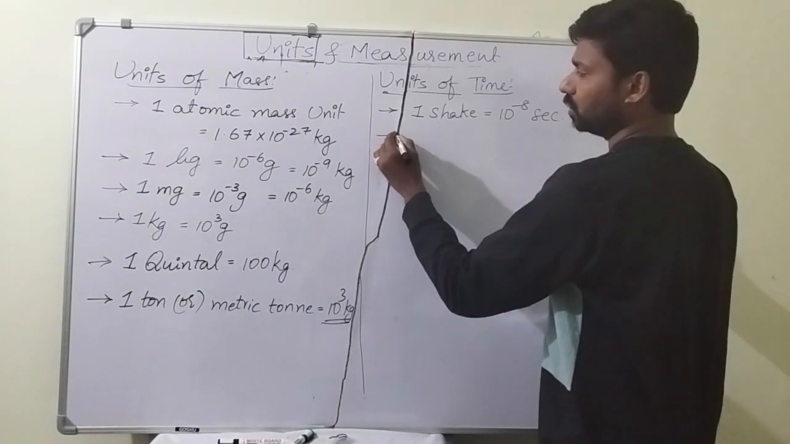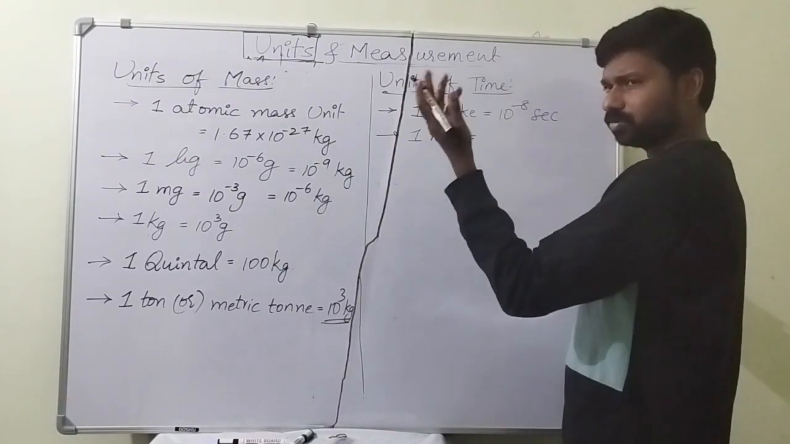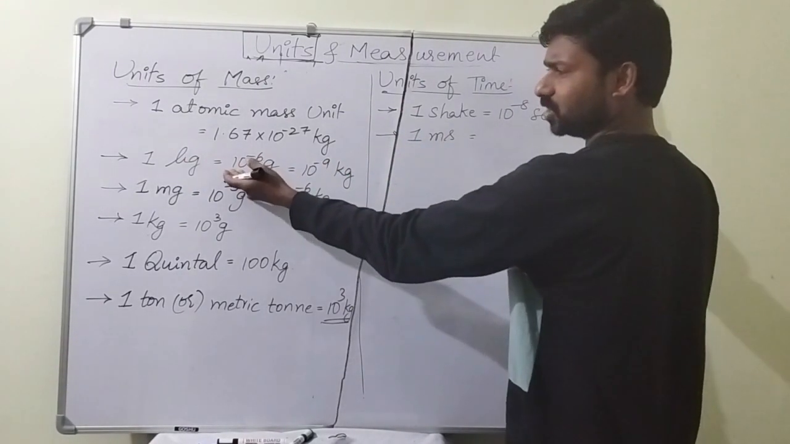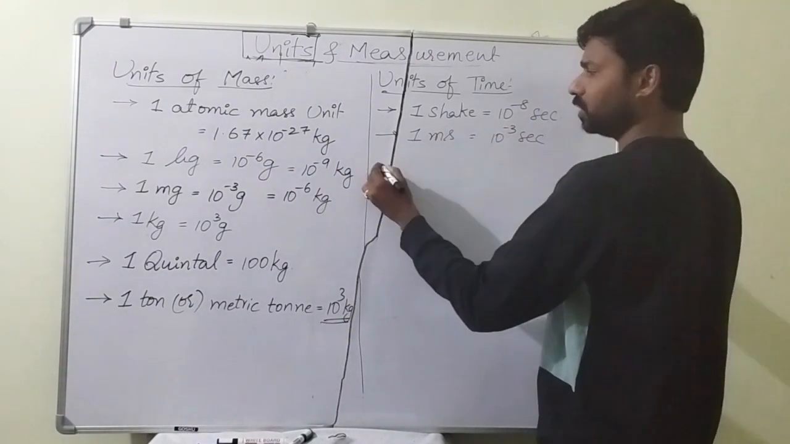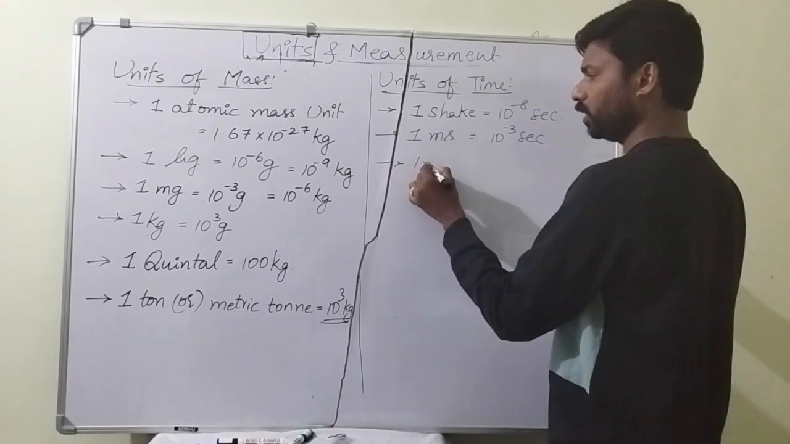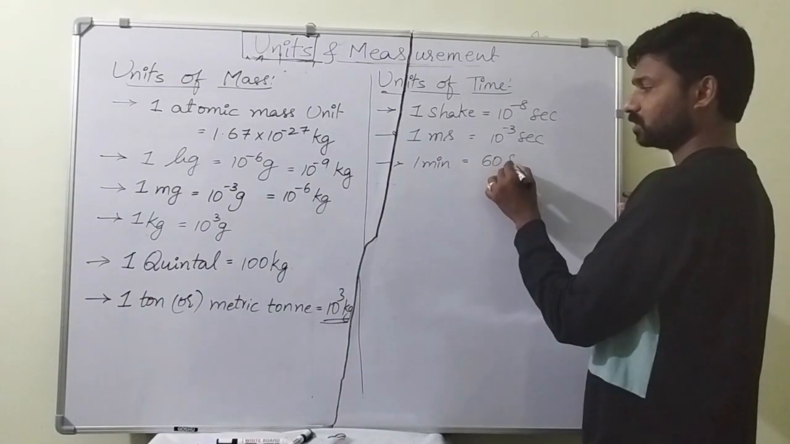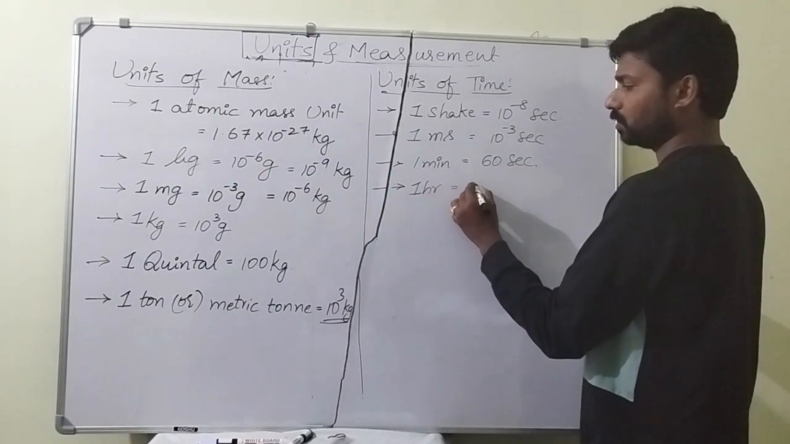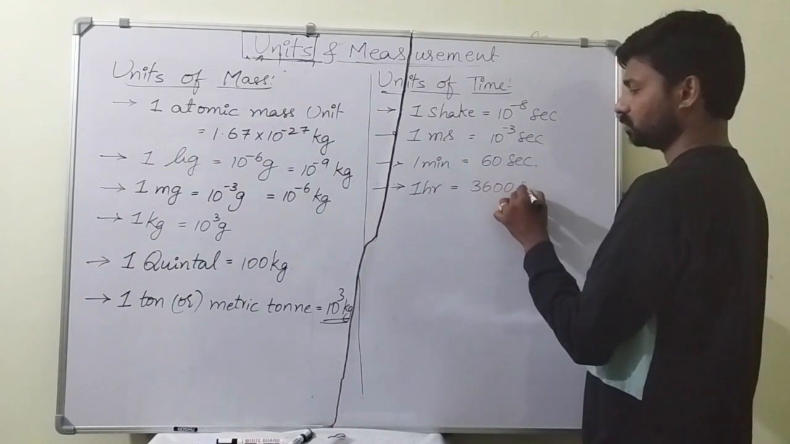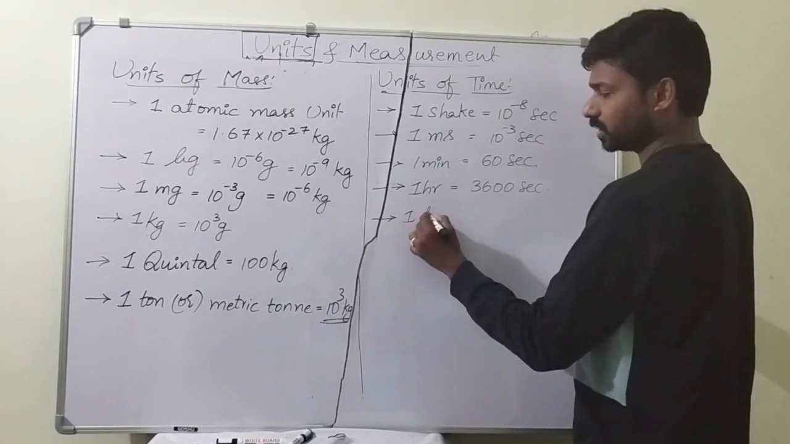And then next one, 1 millisecond or microsecond. Micro means 10 power minus 6, just like here. Milli means it will be equal to 10 power minus 3 seconds. What are the other units? Second already is there. 1 minute is equal to 60 seconds. Then comes 1 hour, it is equal to 3600 seconds. Is it okay? Then 1 day is equal to how many seconds?